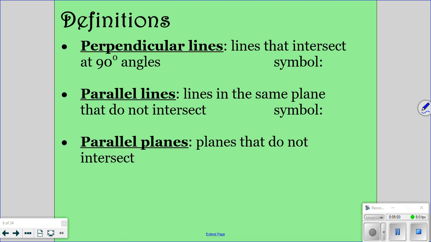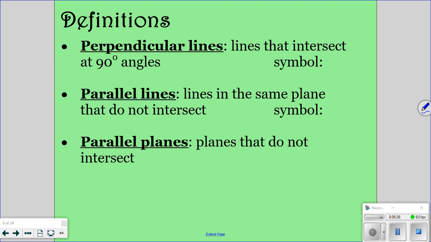Okay, now we're going to look at parallel planes. Those are planes that do not intersect. So looking around the classroom, the ceiling and the floor are parallel planes. They never cross. The wall in front of you and the wall behind you are parallel because they never cross.